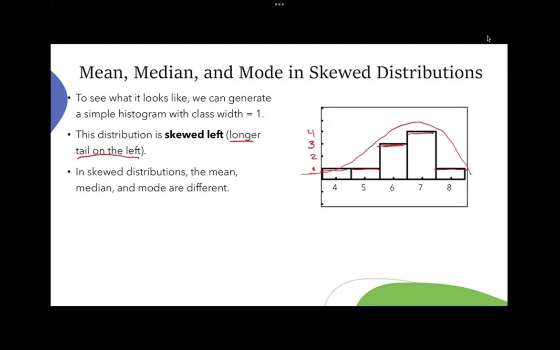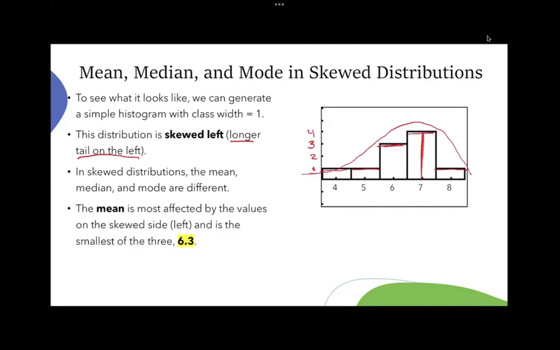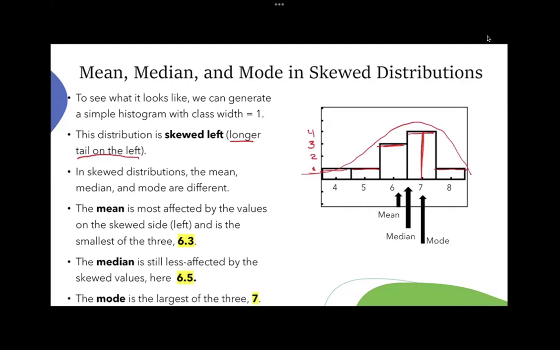So we still have a mode of 7 because that is the number with the highest frequency, and we noted that when we were counting the values before, but the mean was 6.3 and the median 6.5. And there's the mode right there. So what happens in a skewed distribution is your measure of central tendency that is most affected by the outliers gets pulled down to the left.